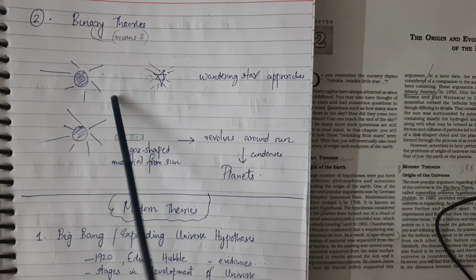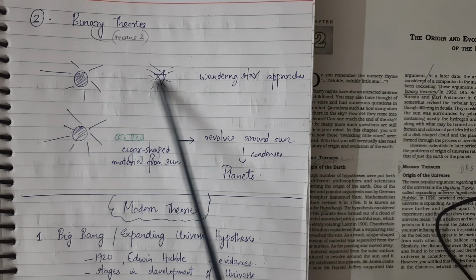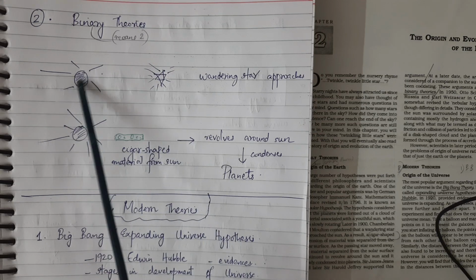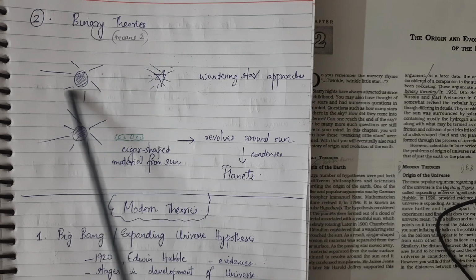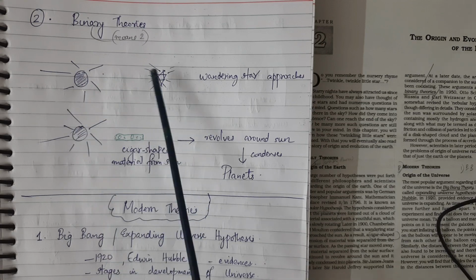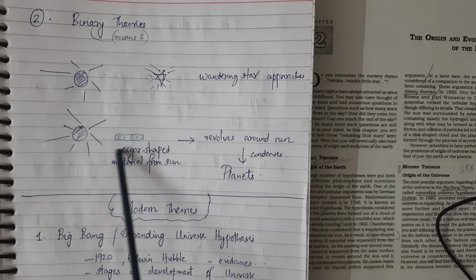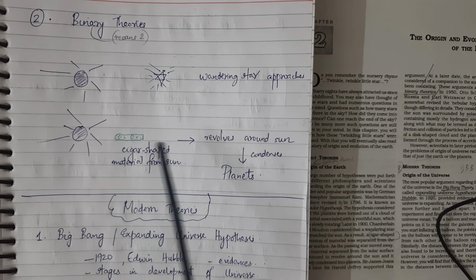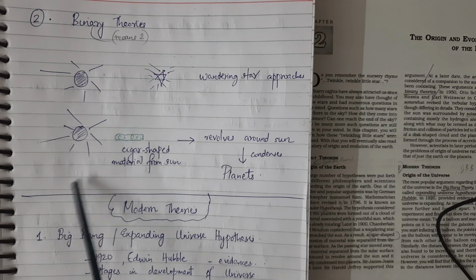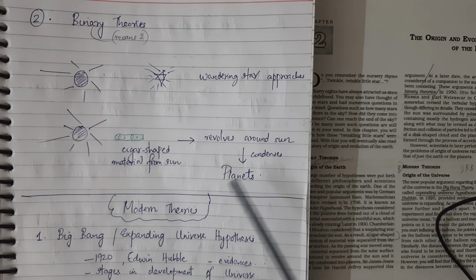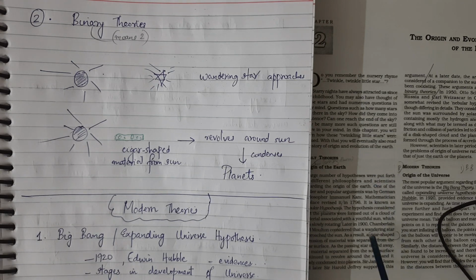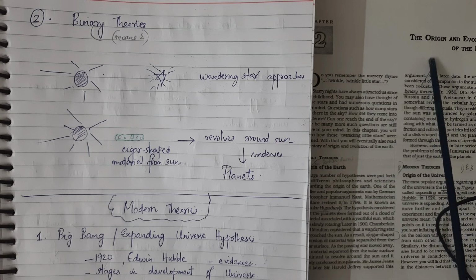The sun is also a star, so this is a companion to the sun. This is the binary theory: a wandering star approaches and cigar-shaped material from the sun forms. This cigar-shaped material revolves around the sun, and it condenses later and forms the planets. So this is what is told in the first paragraph.